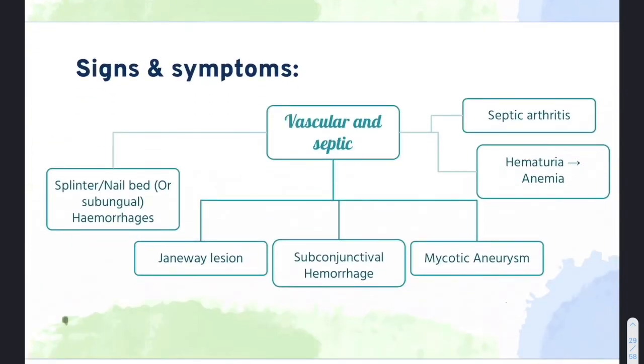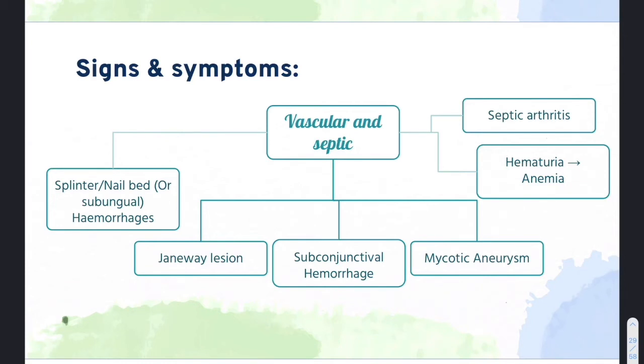And then we have vascular and septic features, because of the vegetation detached from the heart or from the site of infective endocarditis traveling into the circulation. We have splinter hemorrhage, which is a hemorrhage in the nail beds, and we have Janeway lesions, which are small, non-tender, non-painful erythematous macules on the palm and sole. They are non-palpable skin lesions from valvular vegetation.